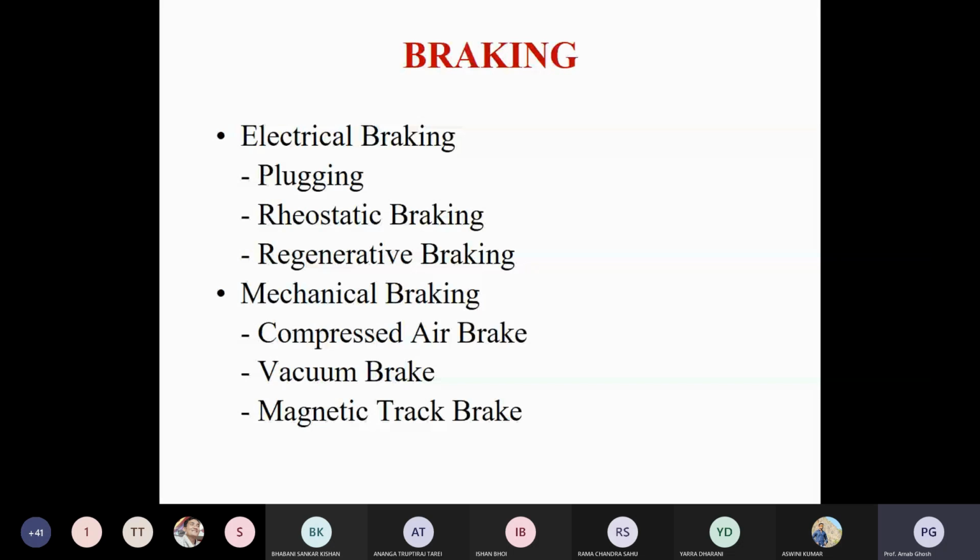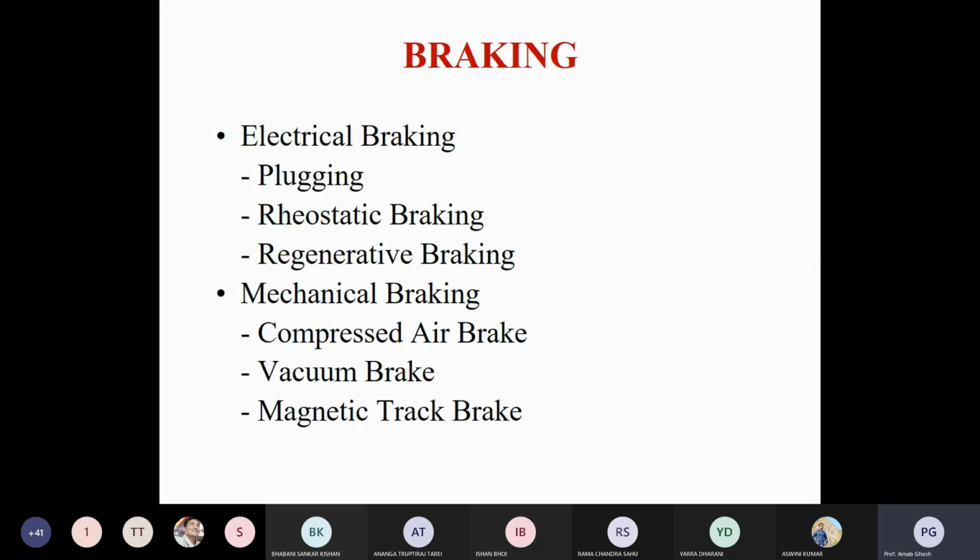Compressed air brake means an air compressor will be there, and a suction pump that can extract all the air from your braking track and expel it to the atmosphere and make the system air free. So that is your compressed air brake. Next, the vacuum brake, which is the reverse operation of the compressed air brake. We make the tube vacuum, so if any air enters, the brake will be off.